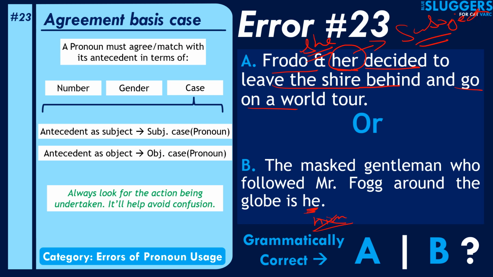If using "he" is correct here, that means this should be functioning as a subject. Well, it is. I'll tell you how. The masked gentleman who followed Mr. Fogg around the globe is he. Look at the action.